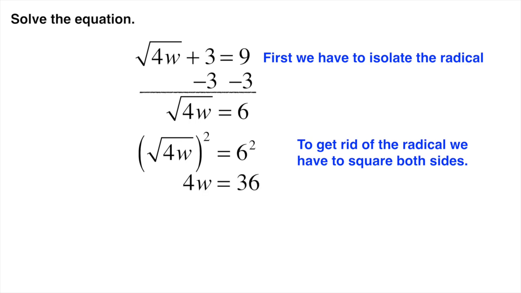So 4w equals 36. Now I'm going to solve this one like a normal one-step equation. 4 times w equals 36. So in order to get rid of this 4, so I get w all by itself, I divide both sides by 4. And if I divide both sides by 4, I find out that w equals 9.